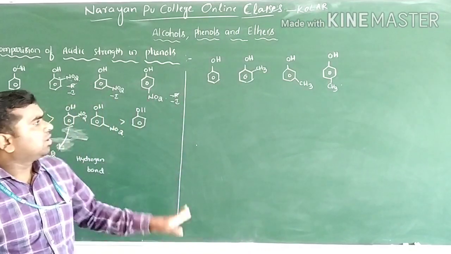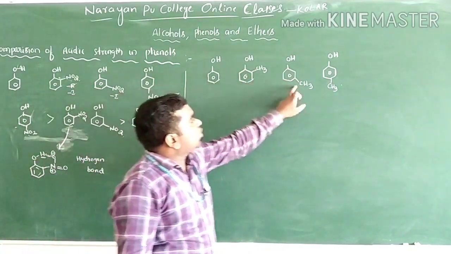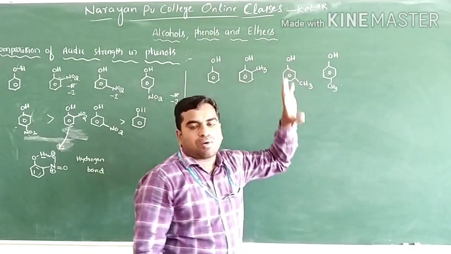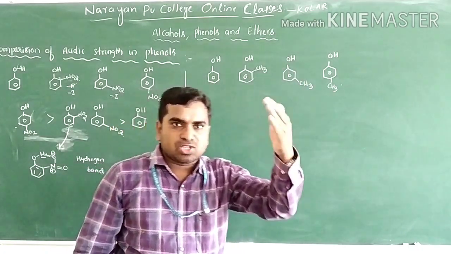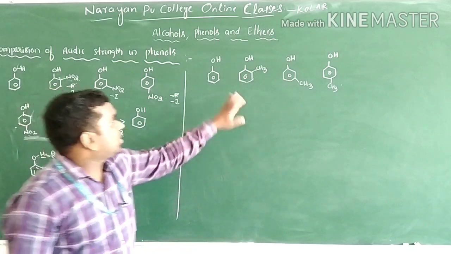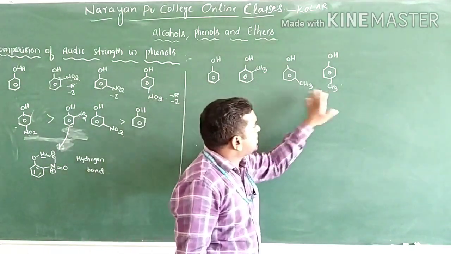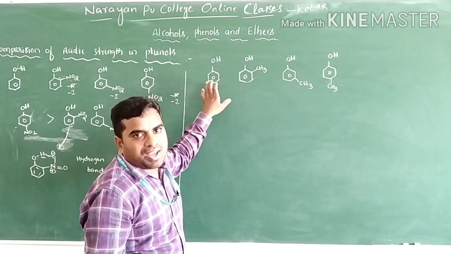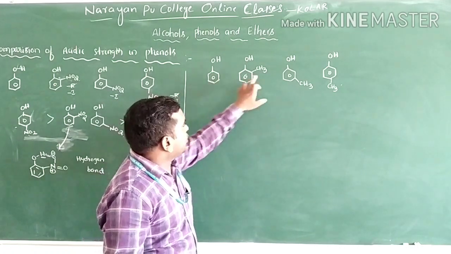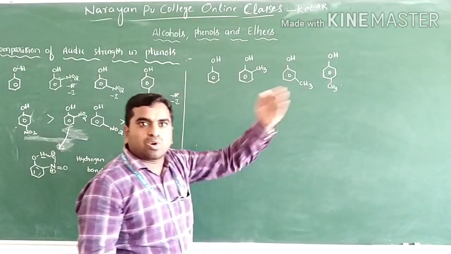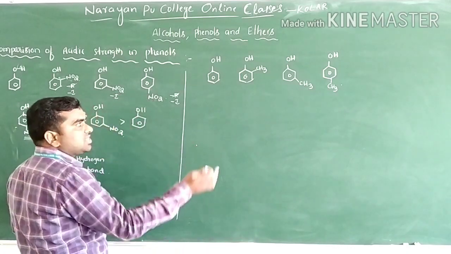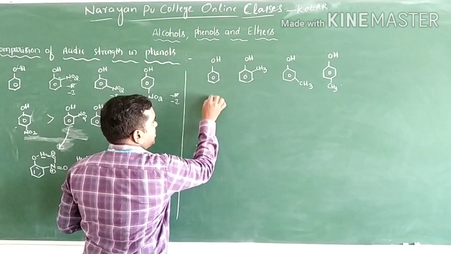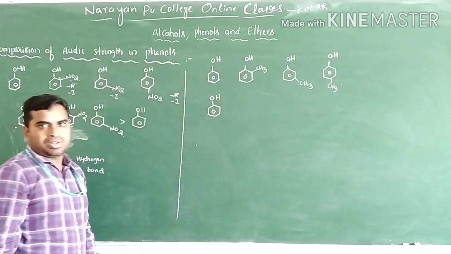Okay, simple. Now you see, methyl groups are electron donating groups. Whenever electron donating groups are present on the benzene ring, the acidic nature of the phenols decreases. So compared to phenol, these three will be less acidic, because phenol doesn't have any electron donating groups, but here electron donating groups are there. Electron donating groups decrease the acidic nature, so which one comes first here? Phenol comes first. This is the first.